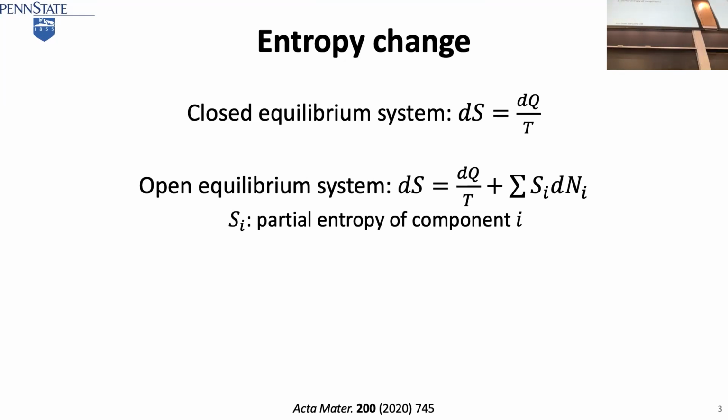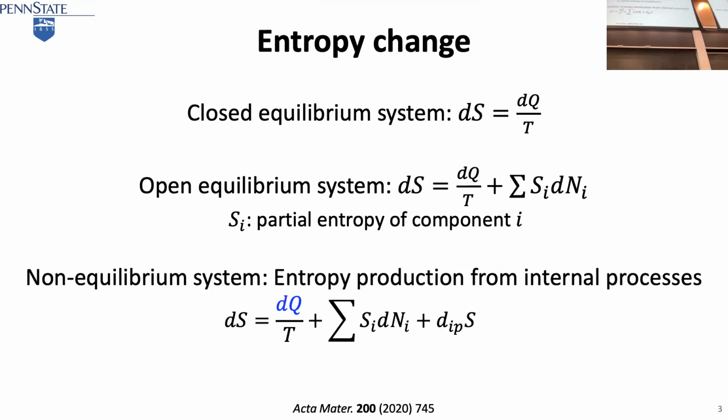Okay, that's good. All right, so you can see the parts of entropy in this component. The full entropy has two parts: one is the heat, one is the mass. And let's see what we include. If this is not in equilibrium, you have to add another entropy, the entropy production of the system. So that's the full entropy of the system.